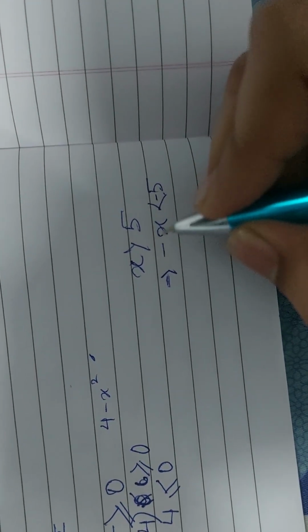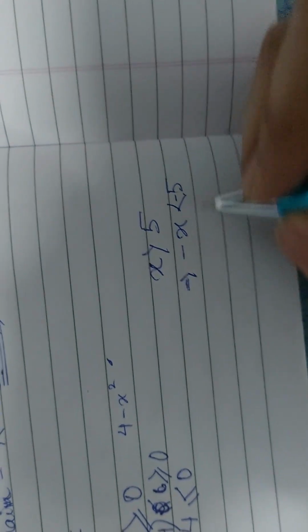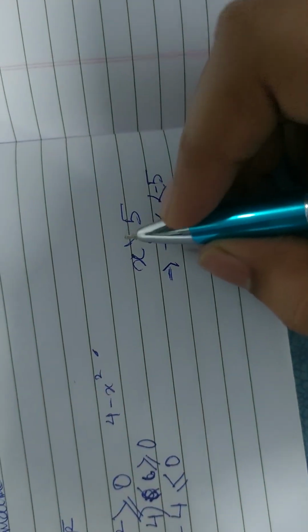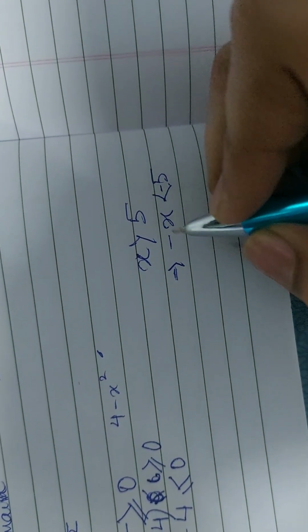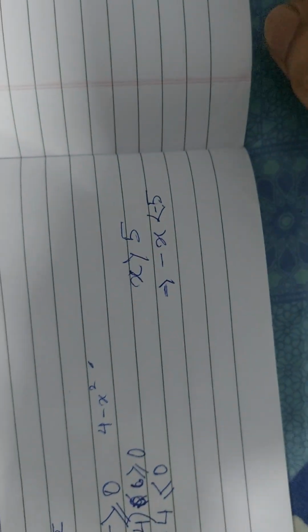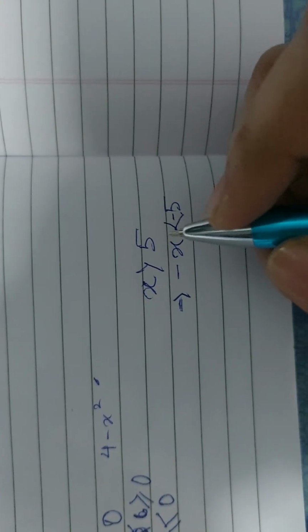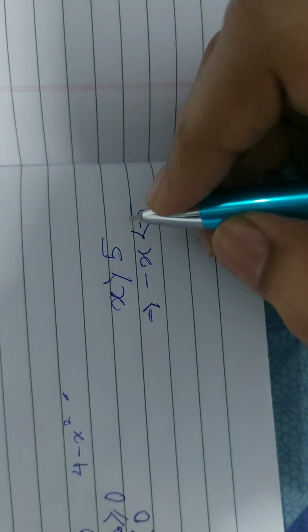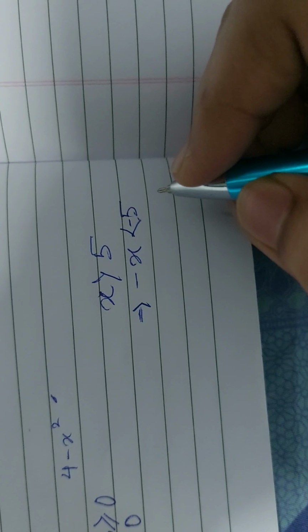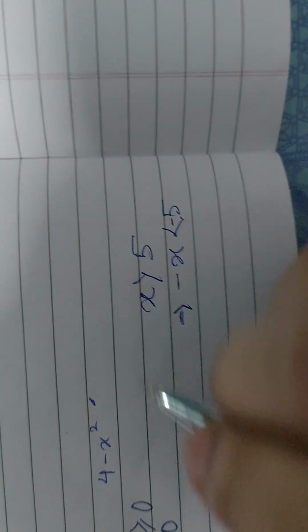So whenever you change the sign of an inequality, you are always changing the greater than sign to lesser than sign, or lesser than sign to greater than sign. That is the whole logic. If x is 6, then 6 is greater than 5, and minus 6 is lesser than minus 5. So the logic fits. That is why we do this.